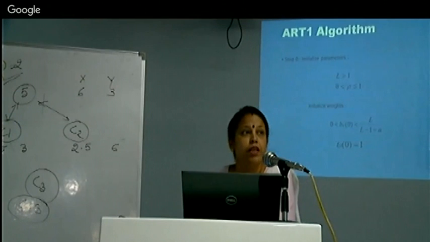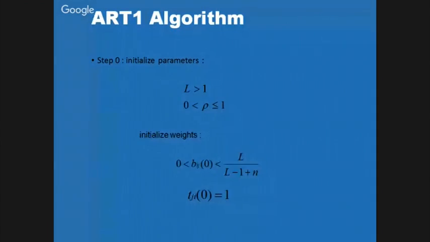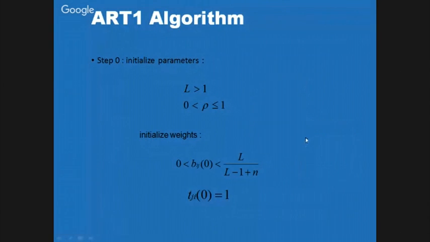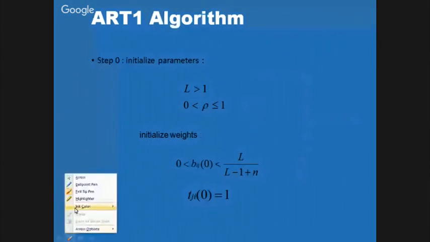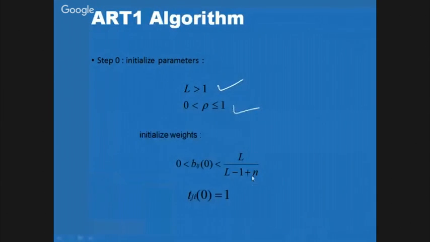Okay. Now let me start with the ART1 algorithm that we were at this point. So let me just elaborately say what the steps in the ART1 algorithm are. First of all, as we have seen earlier also, we have to initialize the parameters. So there are parameters here. The scientist has given these parameters. One is L, another is rho, another is N.